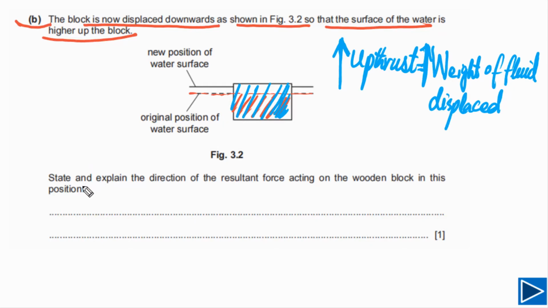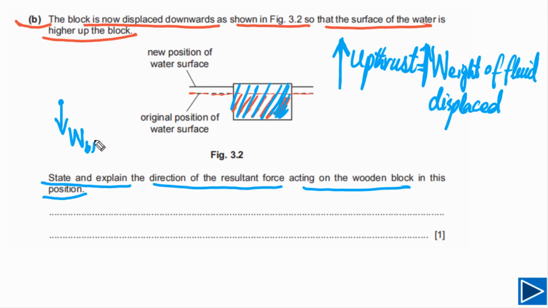Now let's move on to the next. What is the question asking us? The question is asking us to state and explain the direction of the resultant force acting on the wooden block in this position. That means when the block is in the new position, what is the direction of the resultant force? We have already discussed that there are two forces acting on the block when it is stationary. One is the weight of the block.